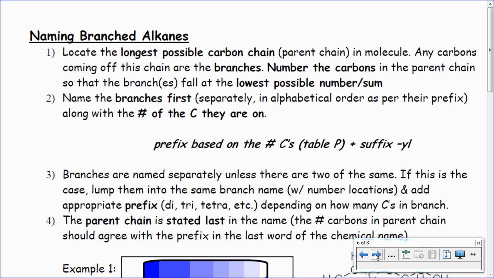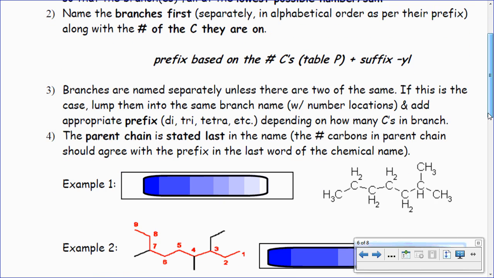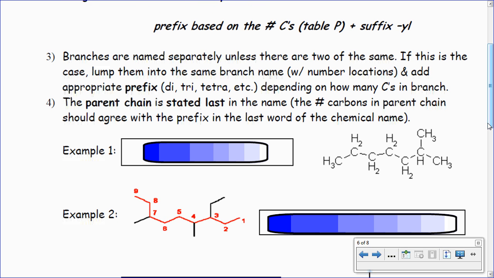Okay, move on a little bit here. Naming branched alkanes is pretty simple. You use the table to figure out the number of carbons in the branch, and you add the suffix YL. So locate the longest possible carbon chain. That is very important. That is called the parent chain. Any carbons coming off this chain are the branches. Number the carbons in the parent chain so that the branches fall at the lowest possible number. Name the branches first in alphabetical order, and then you will have your named alkane. So the prefix is based on the carbons that are present in the branch, and we always have the suffix YL.